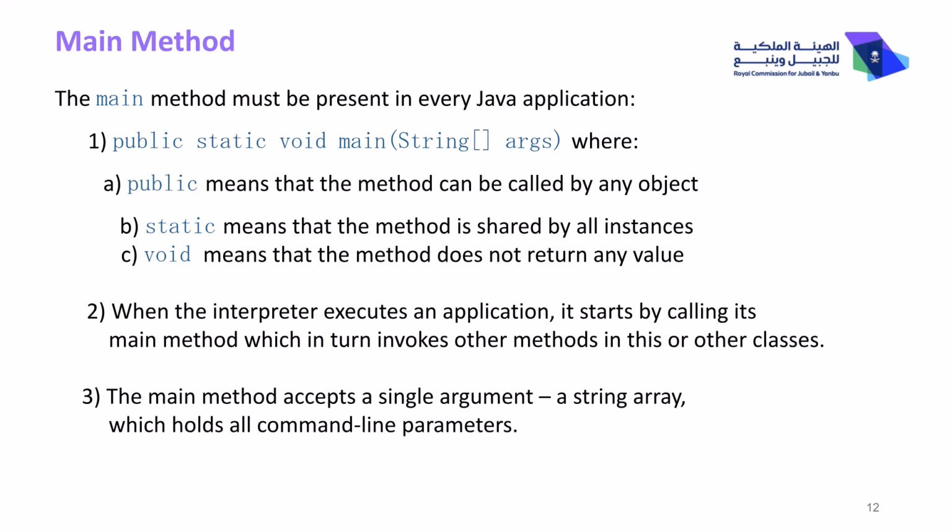Every Java application requires a main method, public static void main, which the interpreter calls to start the application's execution. Public means any object can call the method. Static means the method is shared by all instances. Void means it returns no value. The main method accepts an array of strings as a single argument for command line parameters.